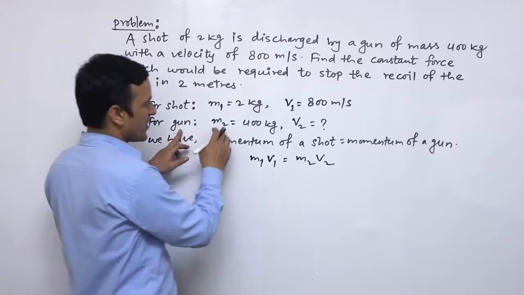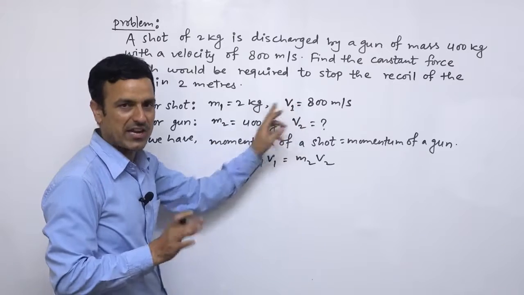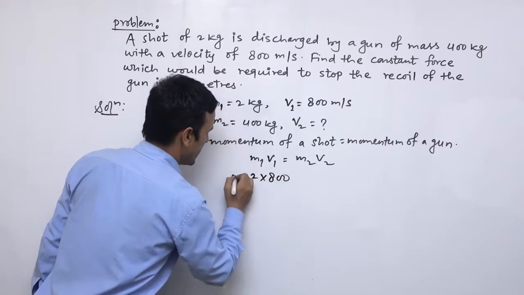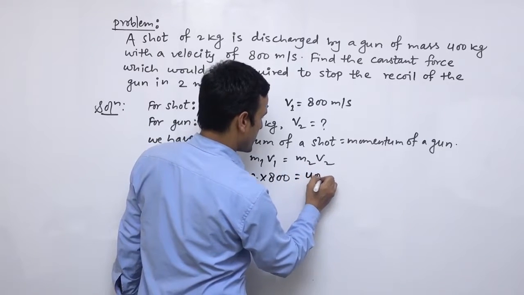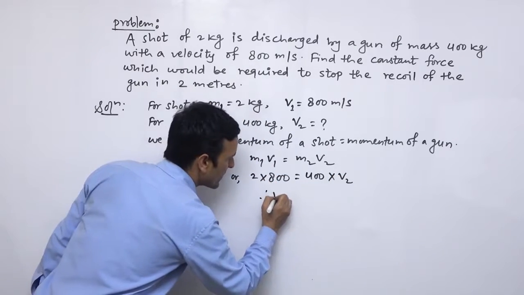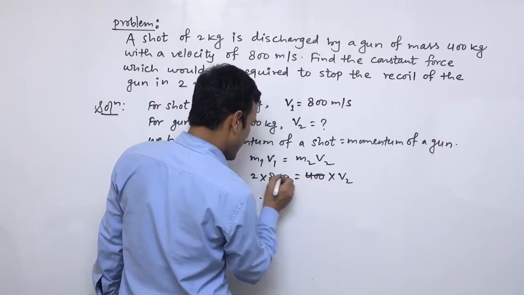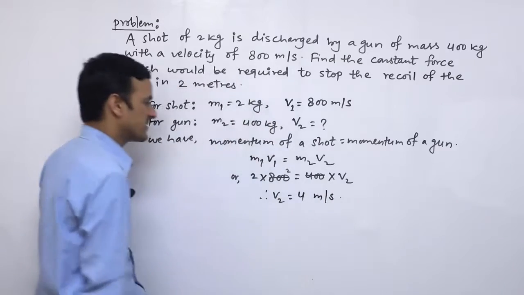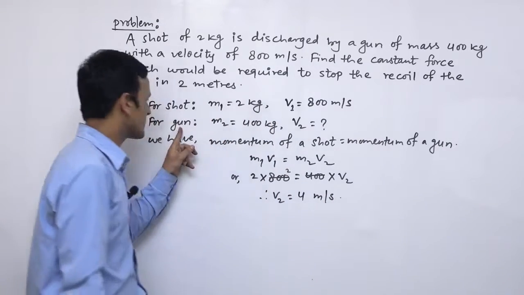So for the gun we have m2 and v2. For the shot we have m1 and v1. So write down the values. 2 into v1 means 800. And m2 means it is 400 into v2, which is unknown. So we are going to find it: 400 into 800, 2 to 4. So 4 meter per second is the answer, the value of velocity v2 for the gun.